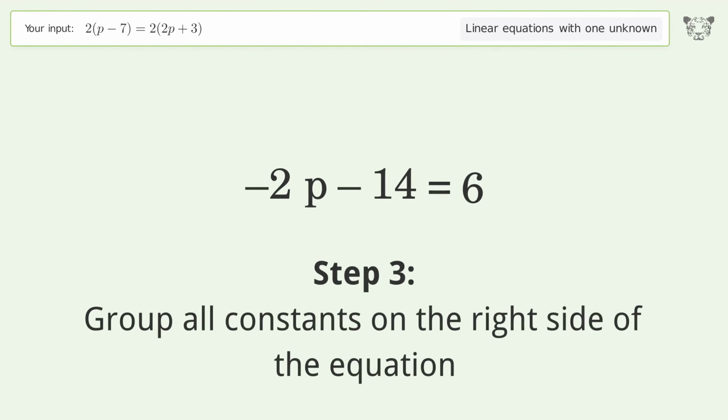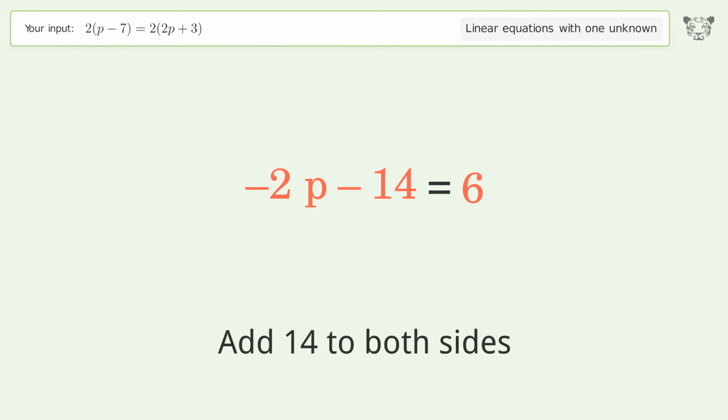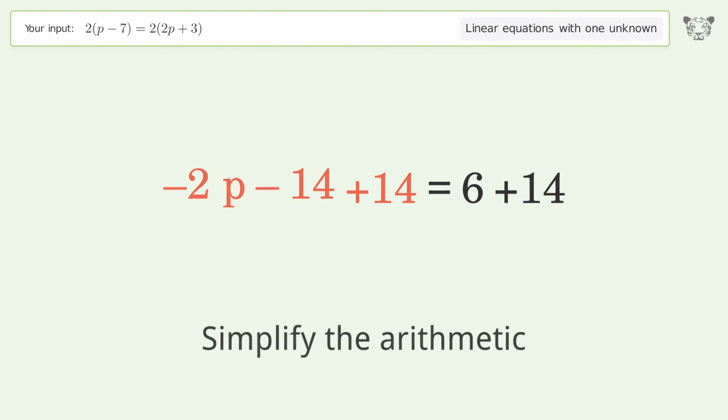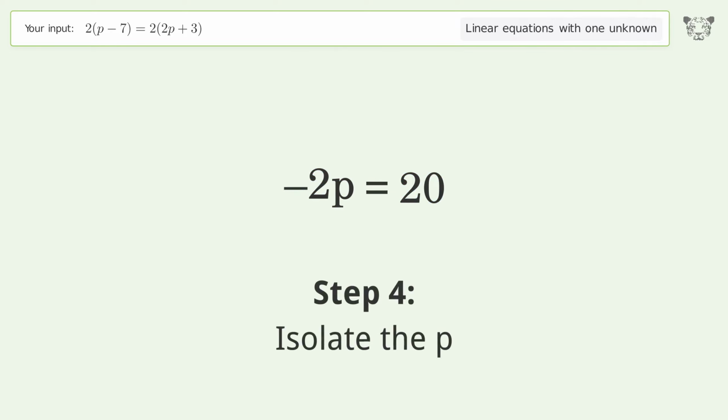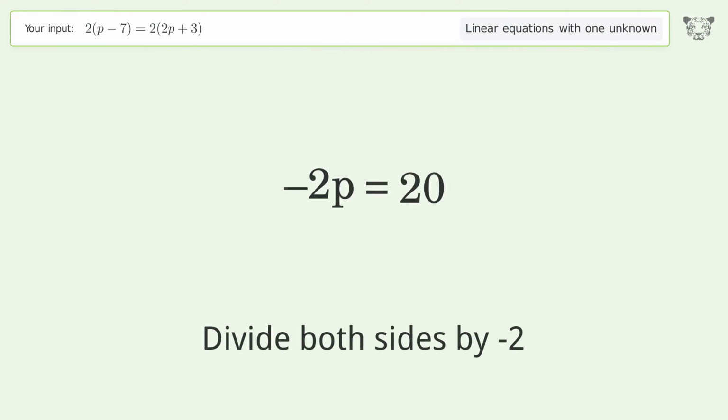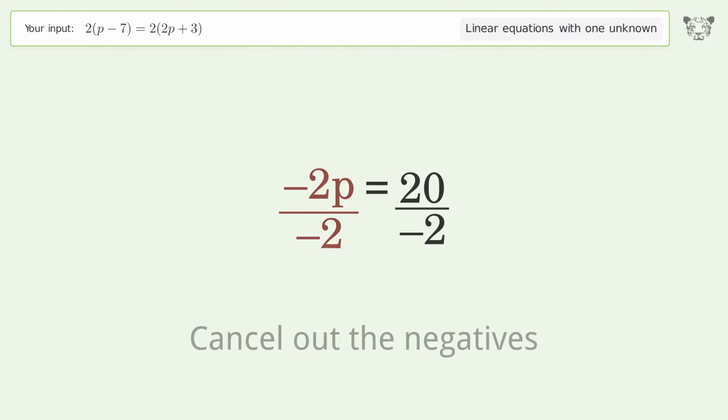Group all constants on the right side of the equation. Add 14 to both sides. Simplify the arithmetic. Isolate the p. Divide both sides by -2. Cancel out the negatives.